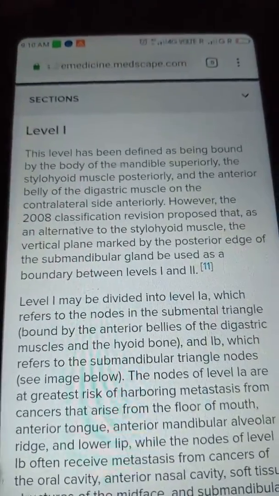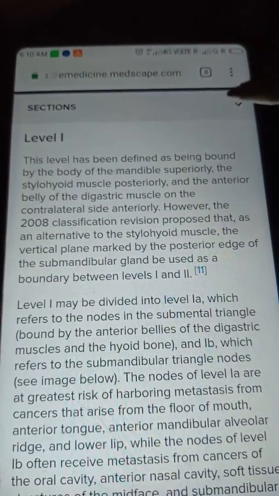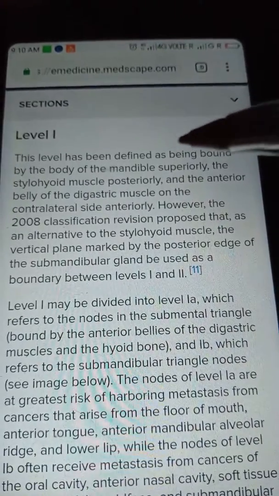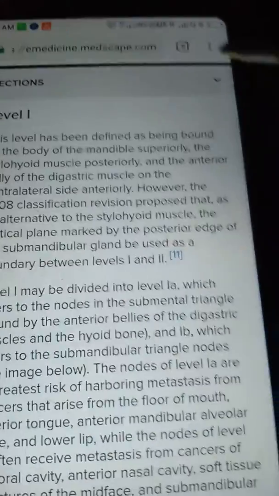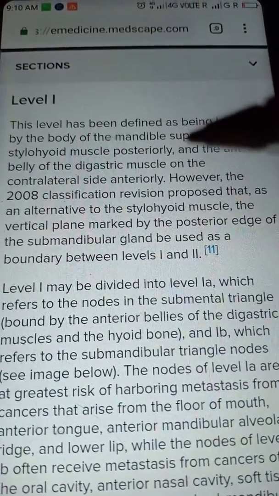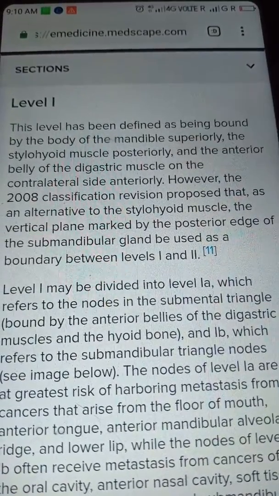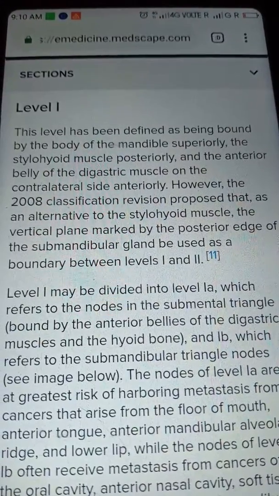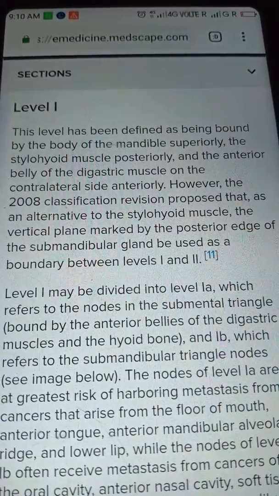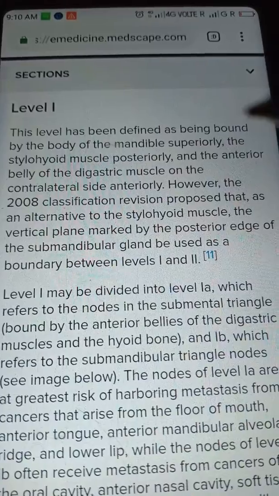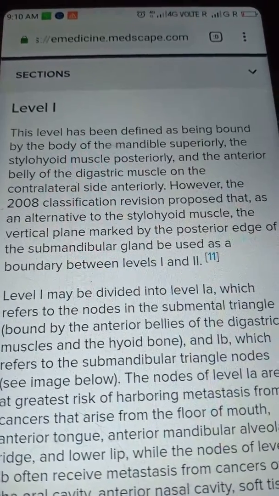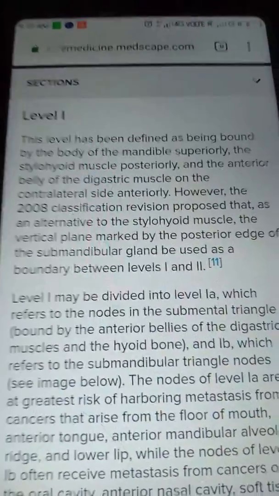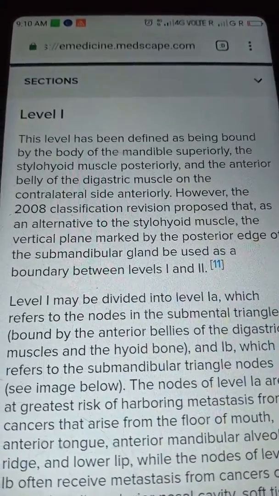Let us have a look at level 1. Level 1 has been defined as being bound by the body of mandible superiorly, the stylohyoid muscle posteriorly, and the anterior belly of digastric muscle on the contralateral side anteriorly. Again, body of mandible superiorly, stylohyoid muscle posteriorly, and the contralateral belly of the digastric muscle.